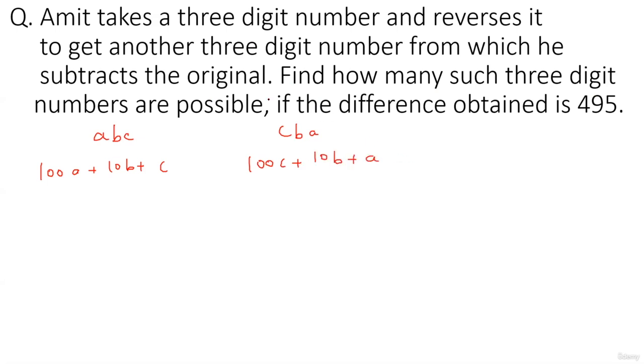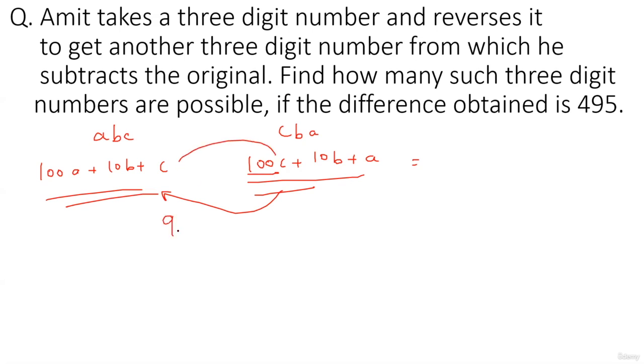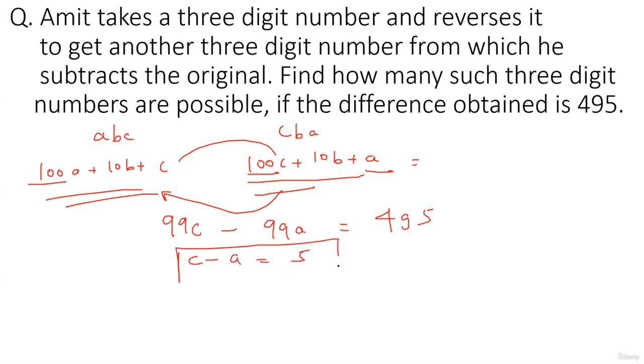And he subtracts from the reverse, means from this now he subtracts this particular original number. Find how many such 3-digit numbers are possible if the difference obtained is 495. So 100C minus C will be 99C. 10B 10B हो जाएगा cancel. A minus 100A will be minus 99A. The difference is 495, right? So when you divide throughout by 99, you will get 5. C minus A is equal to 5.